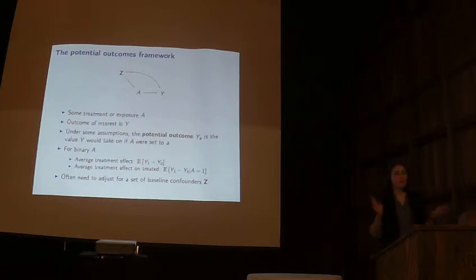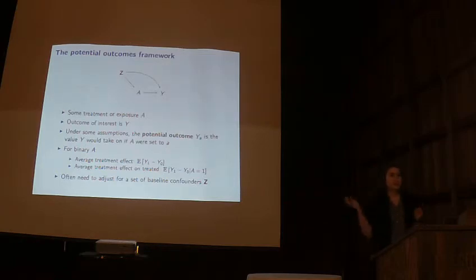There are a couple of different schools of thought in causal inference. Today I'm going to be working in the potential outcomes framework. The potential outcomes, you might have heard them called counterfactuals. The idea is that we've got some treatment or exposure, and I'm just going to be talking about binary treatments. So we have some exposure of interest A, and we're interested in some outcome Y. Under some assumptions glossed over greatly here, the potential outcome Y little a, with that little subscript, is the value that Y would take if we were able to intervene and set the variable A to this value little a. For binary A, as you just heard in the last talk, the average treatment effect is the difference between these potential outcomes.